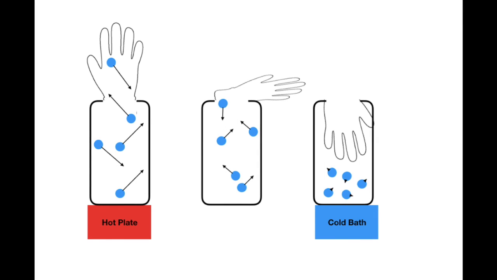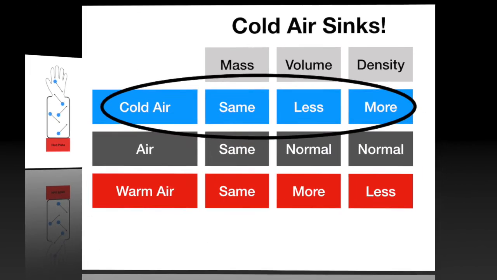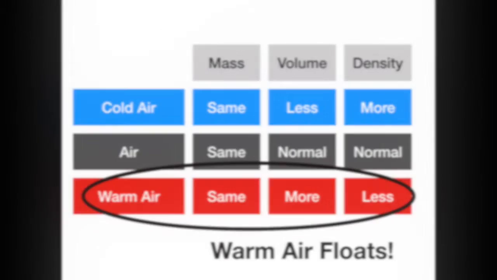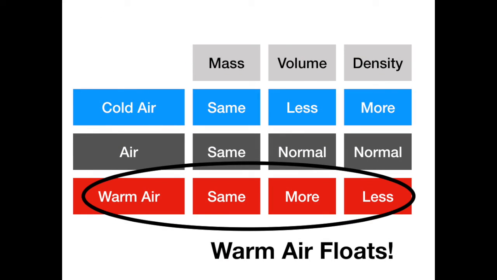This model demonstrates exactly why hot air rises. Cold air sinks because it has a higher density when compared to the air around it. Warm air rises because it floats. It is less dense than the air around it.